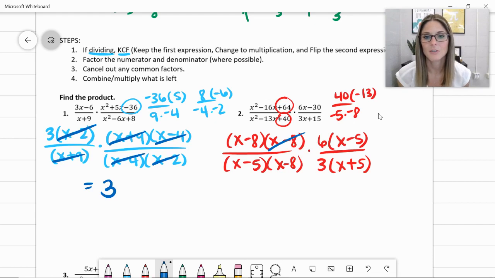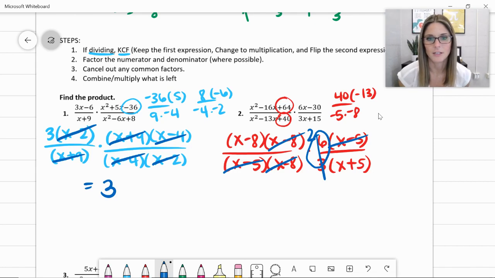Now you can only cancel one set. So I know we have 3 x minus 8s, but we can only cancel a set because we're dividing. So same thing divided by same thing makes 1. The x minus 5 cancels. And then the 6 and the 3 can reduce. We can divide that and make that a 2.